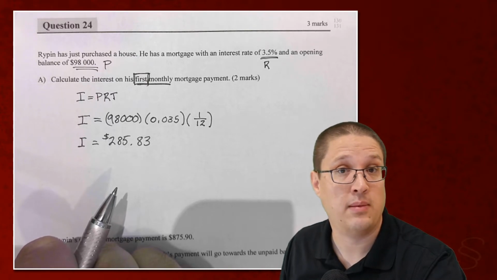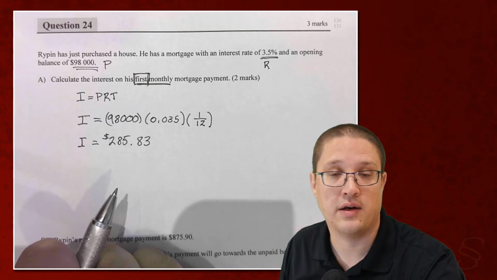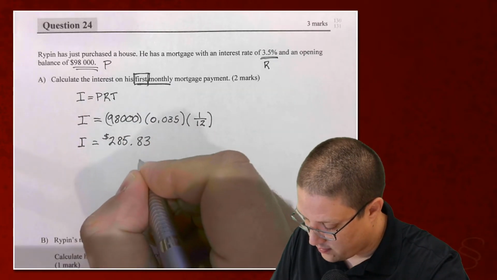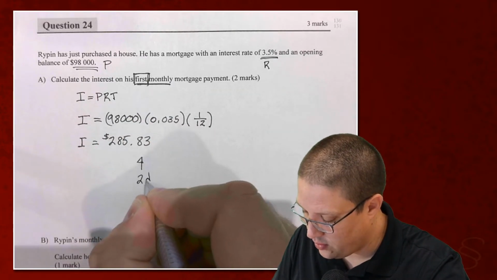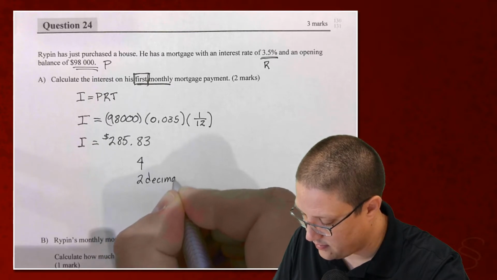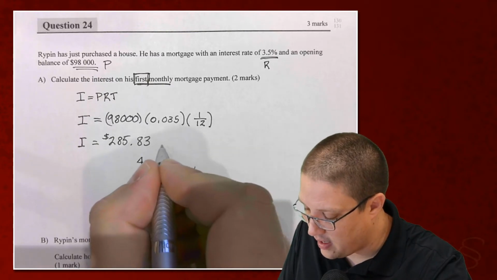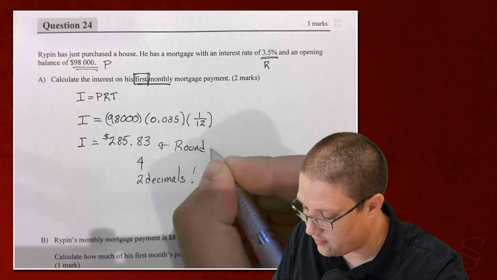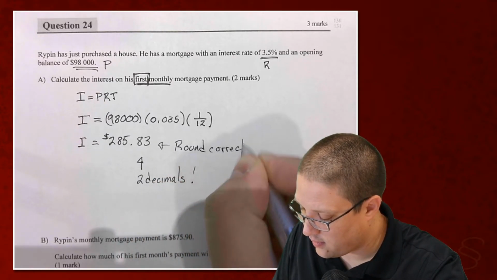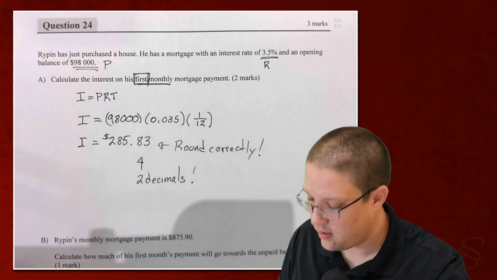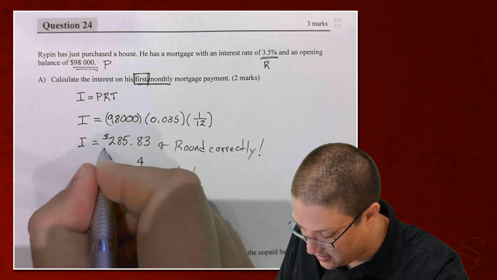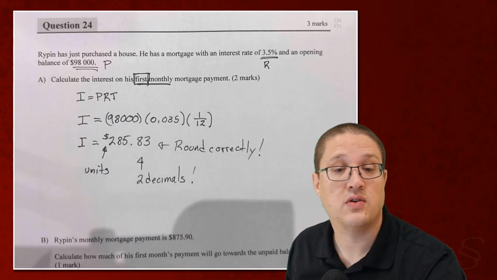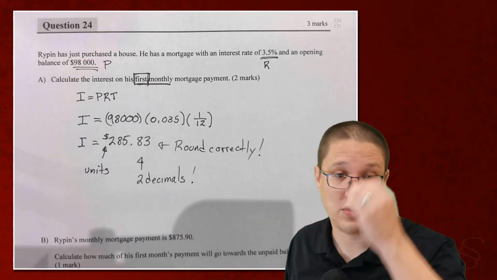Make sure that you're doing this on your calculator correctly. In fact, I'd probably pause the video right now and try it on your calculator to make sure that you're getting it right. Please note, money needs 2 decimals. And make sure that you are rounding correctly. And as well, don't forget your units. Things to remember as you go through these questions.